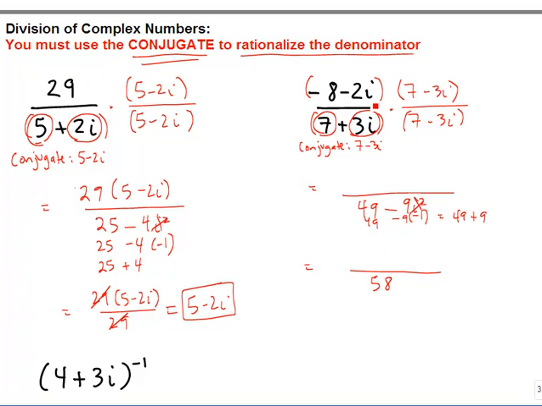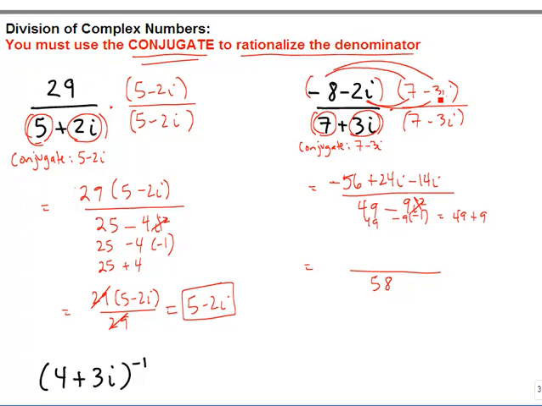Now we need to simplify the top. And in this example, since we have -8 minus 2i times 7 minus 3i, the only way to simplify that is to FOIL it out. So -8 times 7 is -56. -8 times -3i is positive 24i. -2i times 7 is minus 14i.